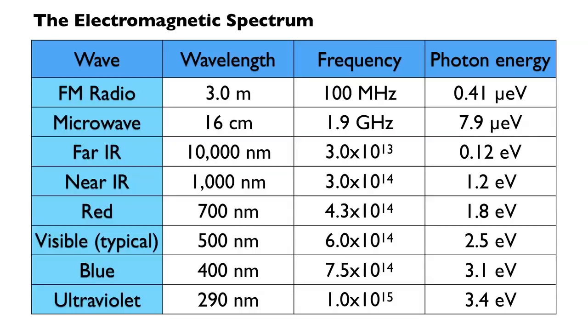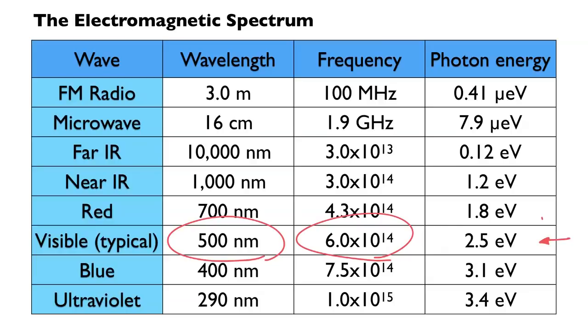Now let's look at the visible light spectrum. Right in the middle of the visible light spectrum, I'm going to pick 500 nanometers. That's a frequency of 6 times 10 to the 14th hertz, very high frequency. The energy, 2.5 electron volts, is a typical energy for photons of visible light. If I go to longer wavelengths, red, and down into the infrared, I get down to 1.2 electron volts for the near infrared.